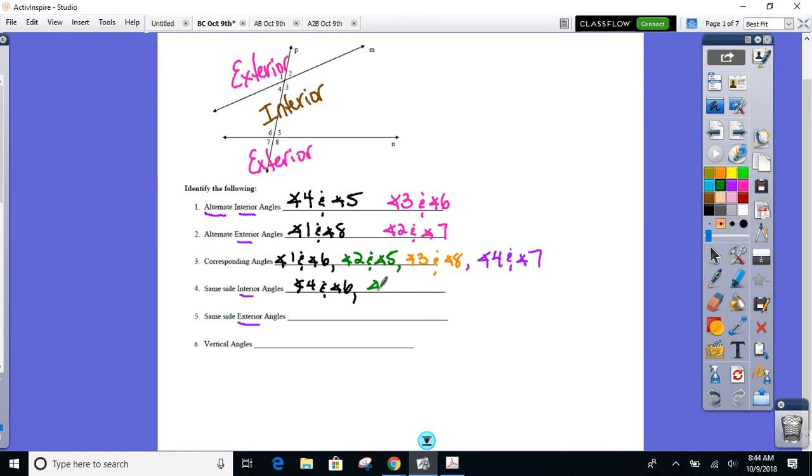And if we have same side interior, we can also have same side exterior. Give me a pair that would be same side exterior. Same side of the transversal, but outside. 1 and 7.